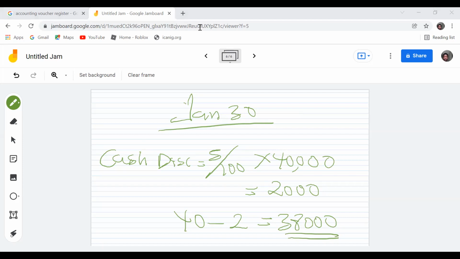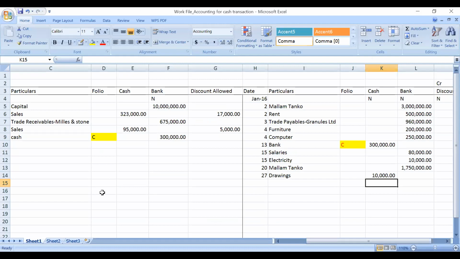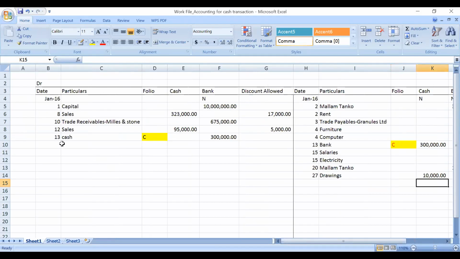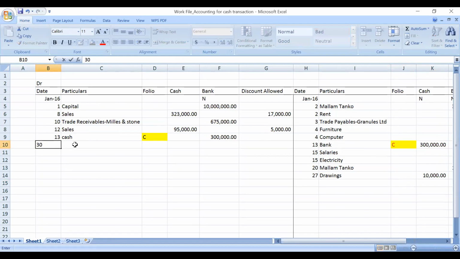Okay, so let's record it now. And on the 30th, this is the last transaction: it saves cash, right? So cash is 38,000. And we have a discount of 2,000. And that is the end of the transaction. So the next thing that we need to do now is to balance it.